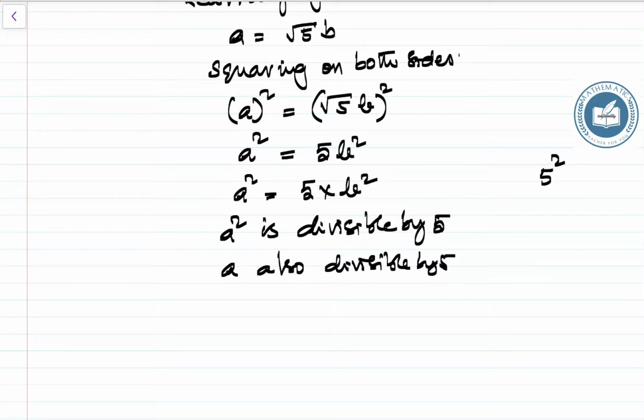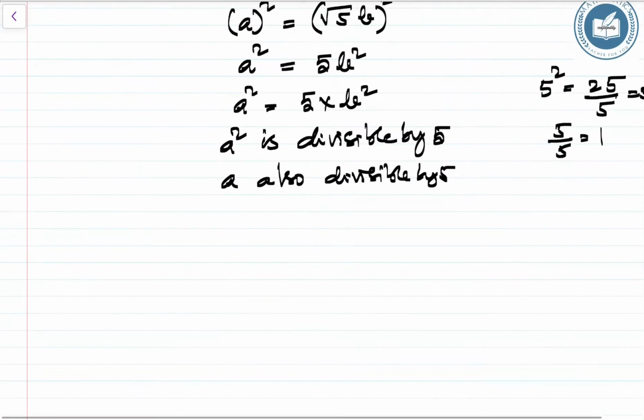Suppose you take 5 square, which is equal to 25. 25 is divisible by 5, so it will give 5. Similarly 5 divided by 5 is equal to 1. So whenever a square is divisible by 5, a is also divisible by 5. So a can be written as a is equal to 5n.